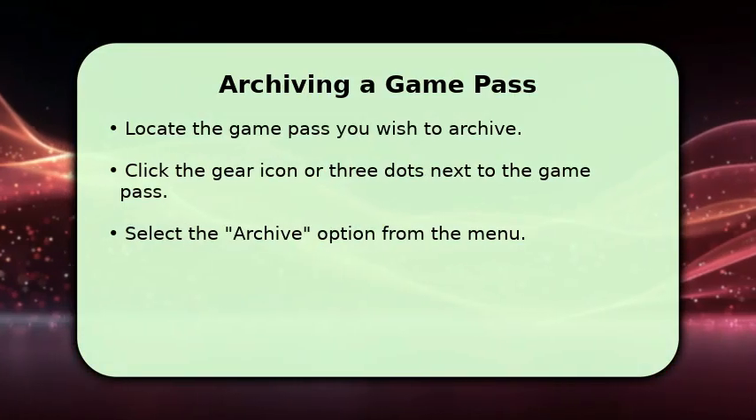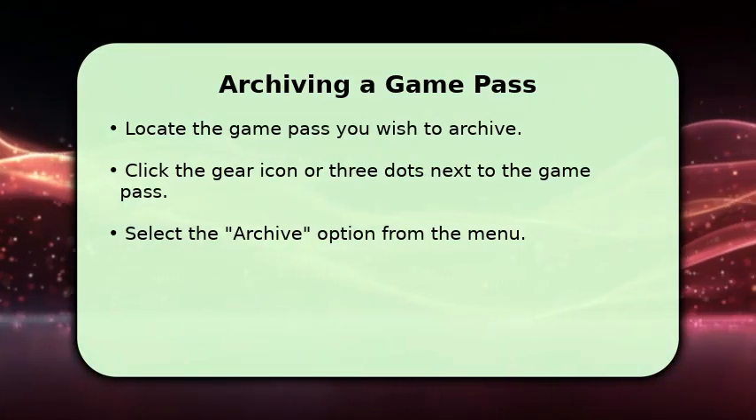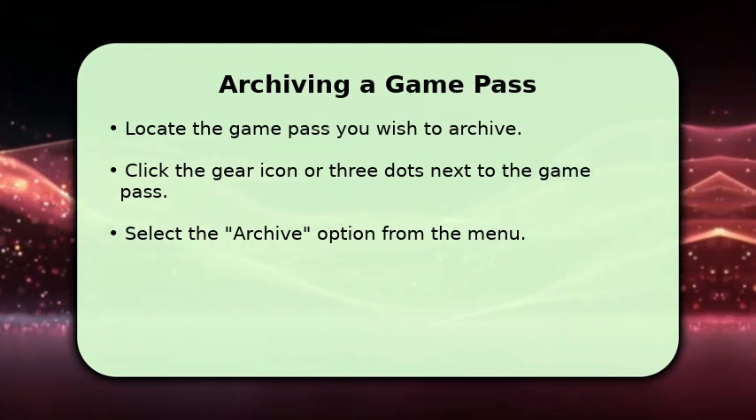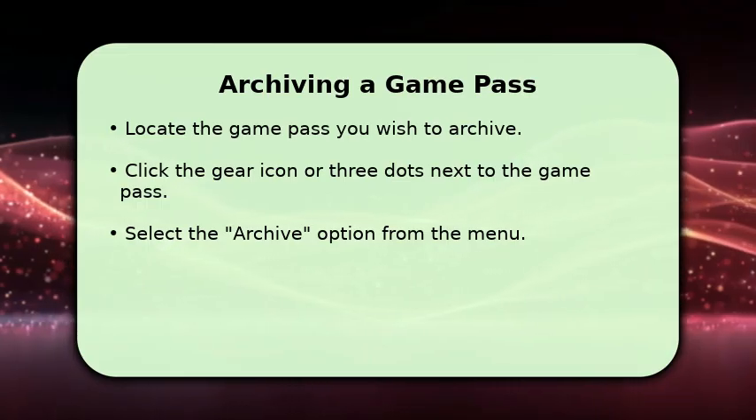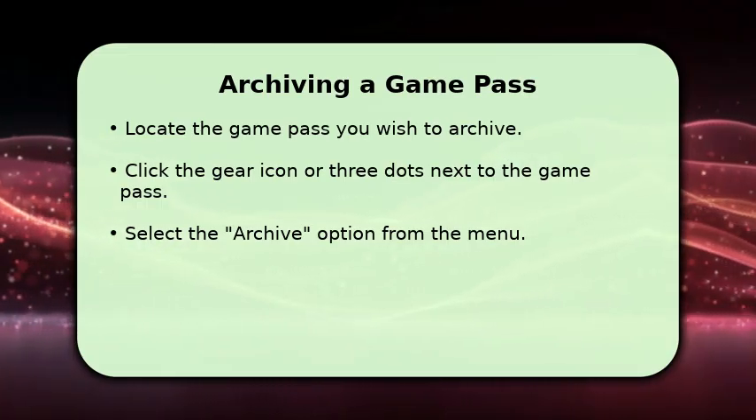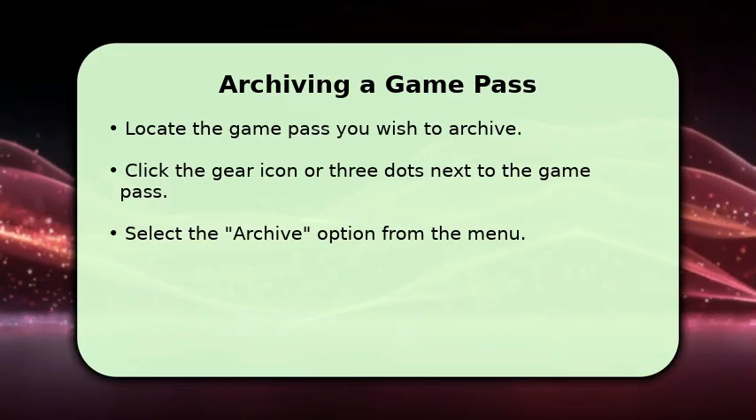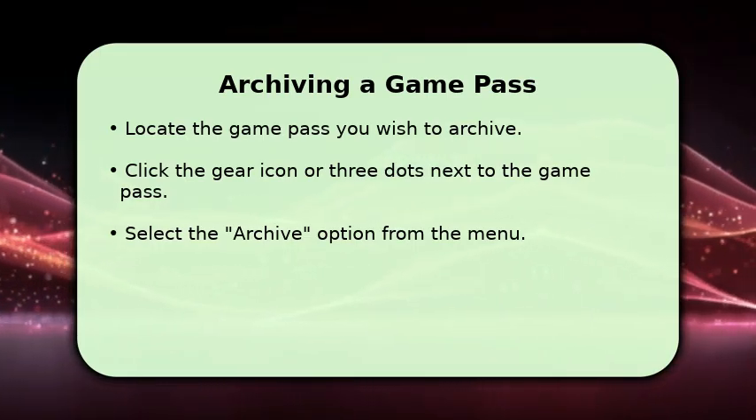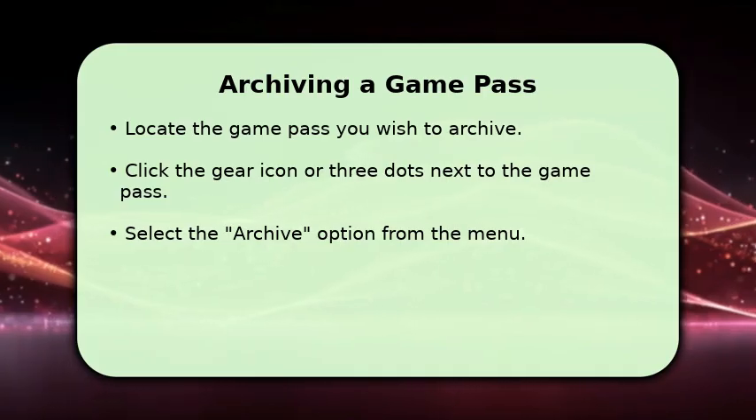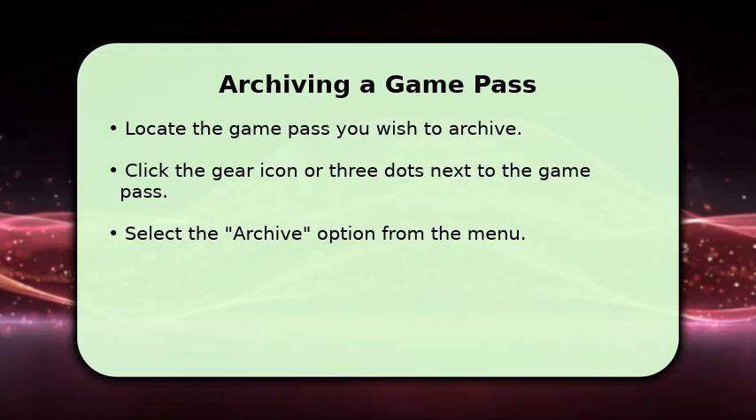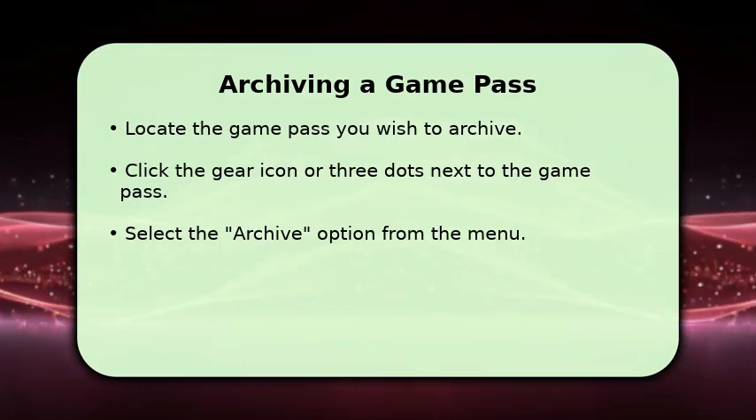Once you are on the Game Passes page, carefully locate the specific Game Pass you intend to archive. Next to each Game Pass, you will find a small gear icon or 3 horizontal dots. Click on this icon to open a drop-down menu. From the options presented, select Archive. A confirmation prompt will appear, asking you to confirm your decision. Click Archive again to finalize the process and remove the Game Pass from public availability.